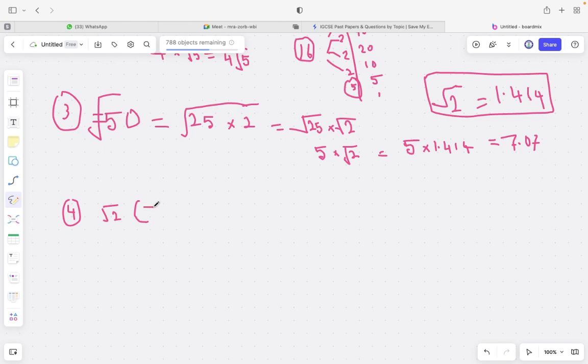Then another root 2 here, plus root 8. Plus root 8. They say we should simplify this. Okay, you see, once you have something like this, what is outside the bracket, we first of all multiply by what is inside the bracket.